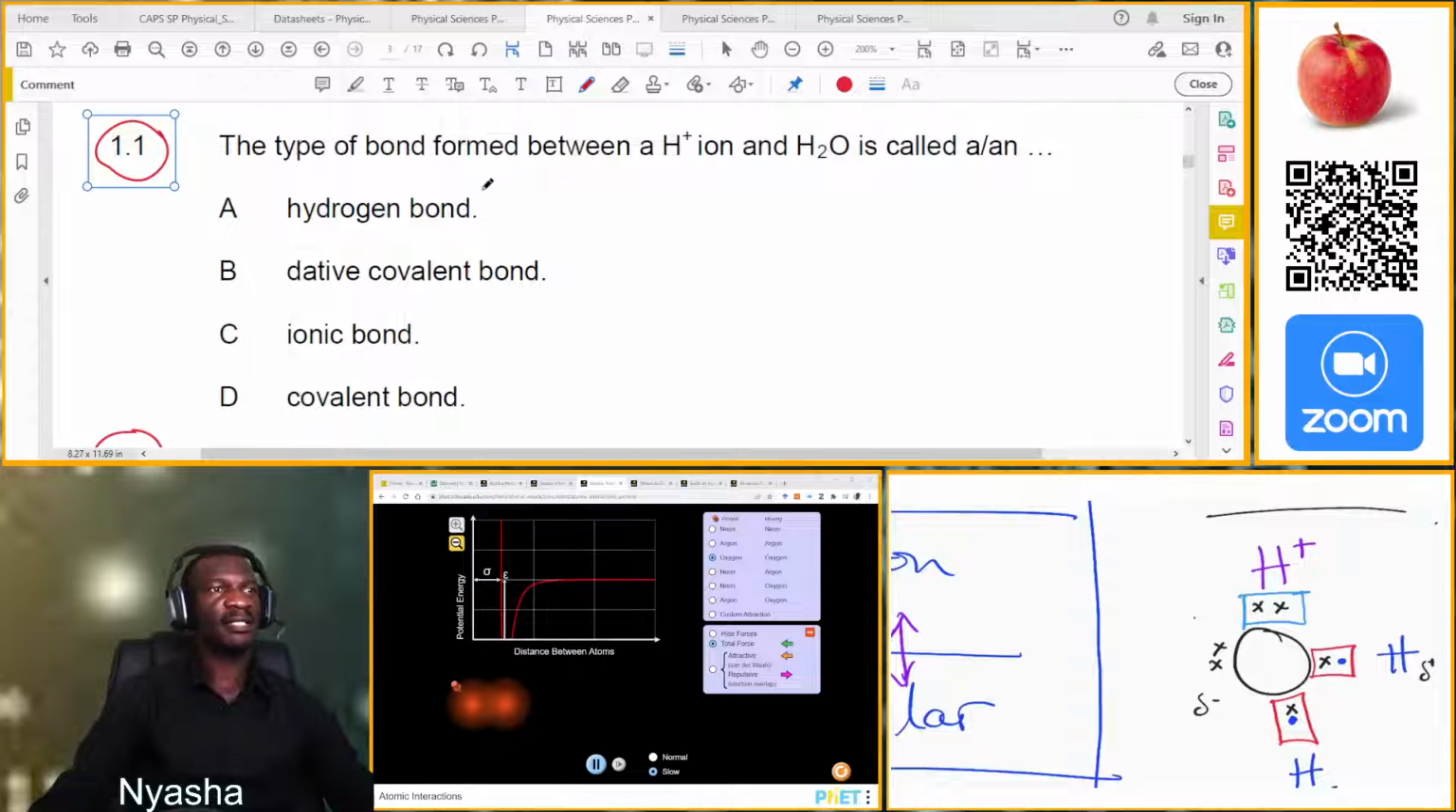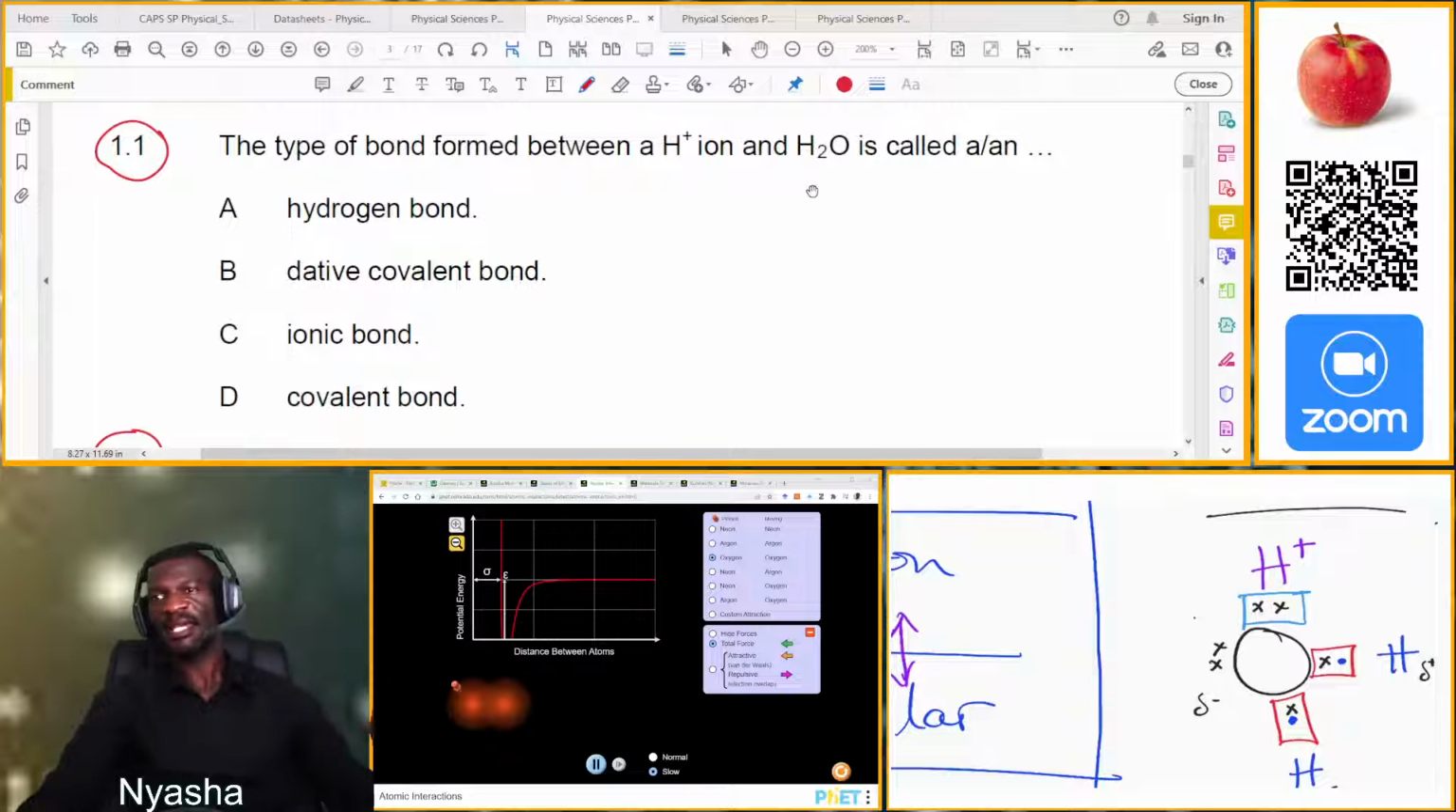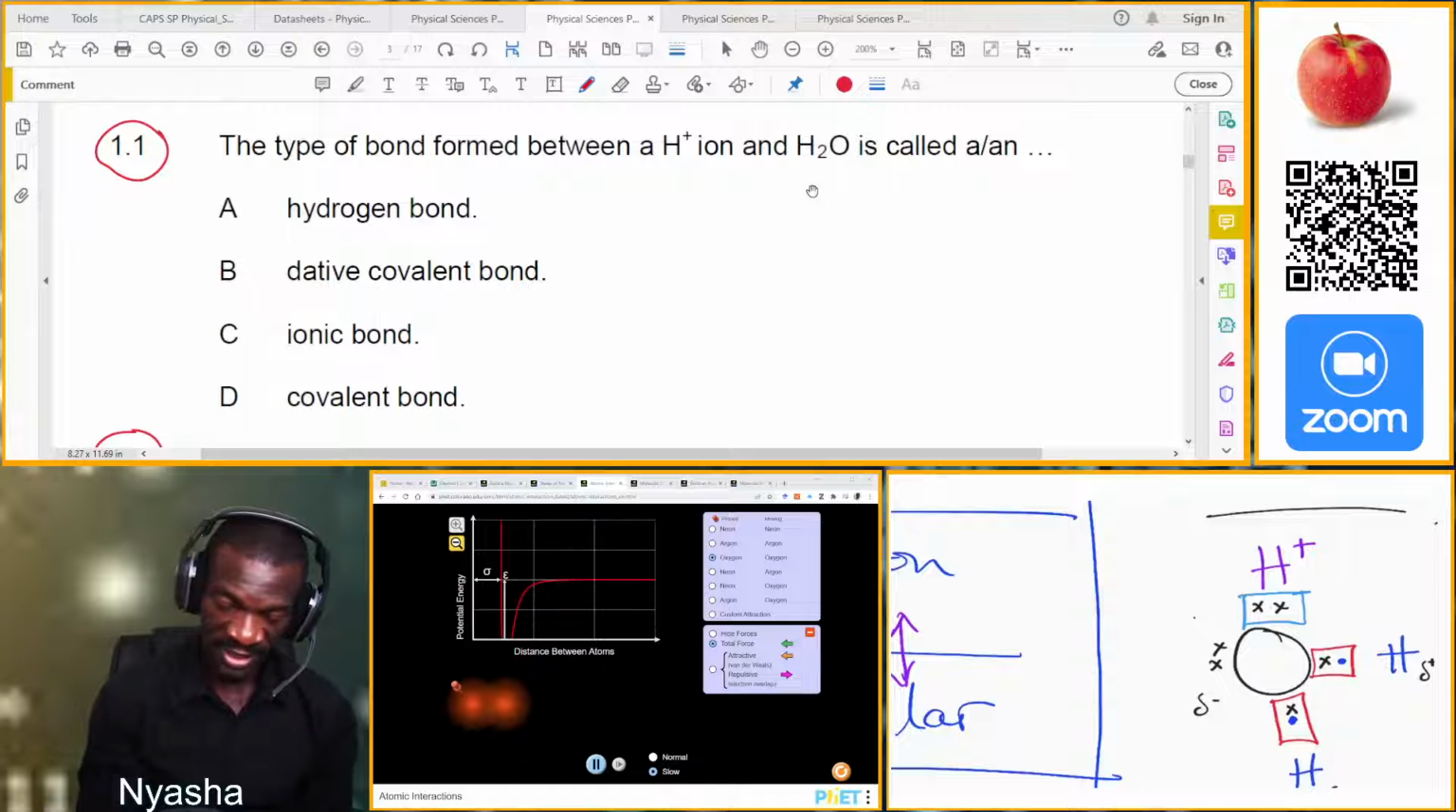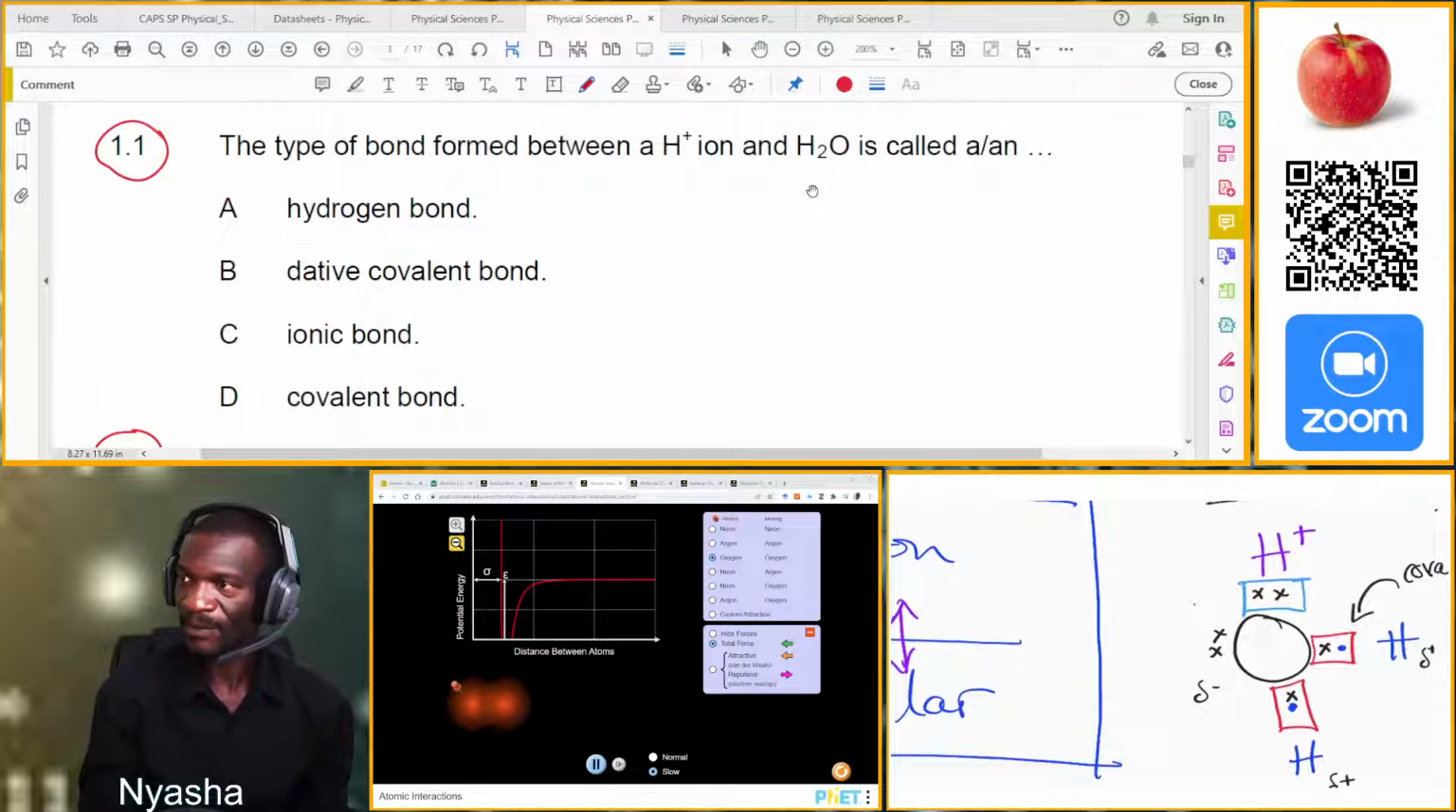So which one is it? Type of bond between H plus and H2O. So you can now select. Is it a hydrogen bond? Is it a dative covalent bond? Is it an ionic bond? Is it a covalent bond, just a normal covalent bond? We can even distinguish them. This is a covalent bond, isn't it? Sharing of electrons. This is what is taking place here. So that is the covalent bond.